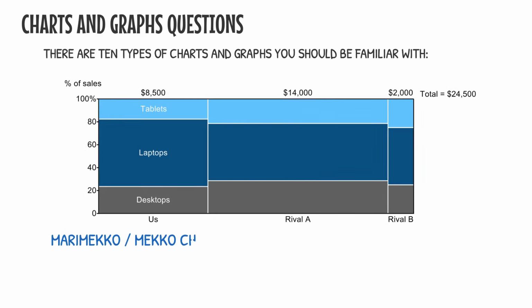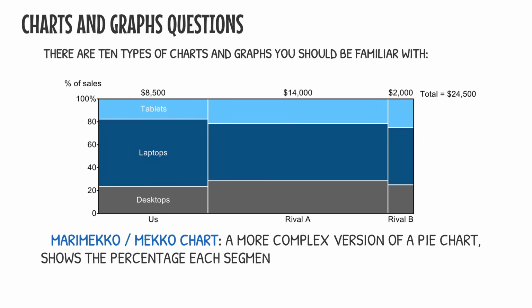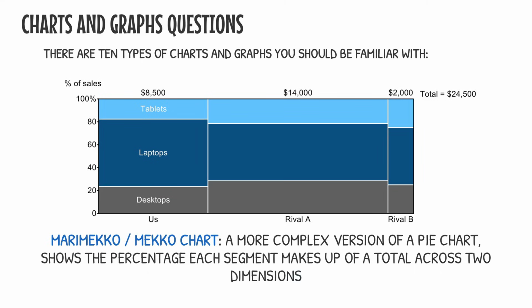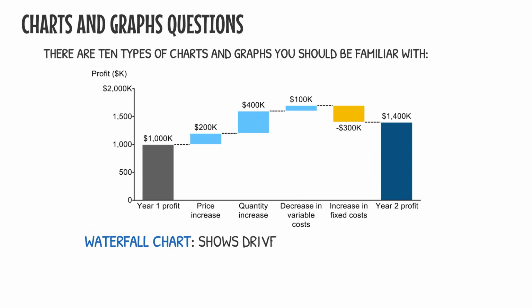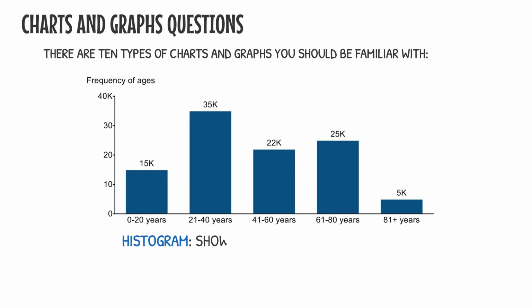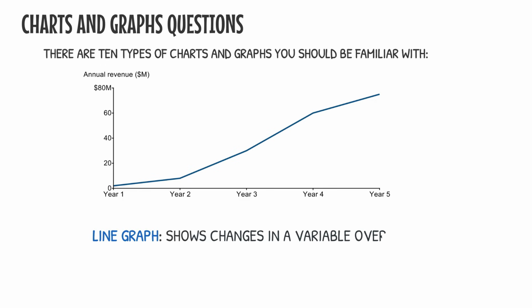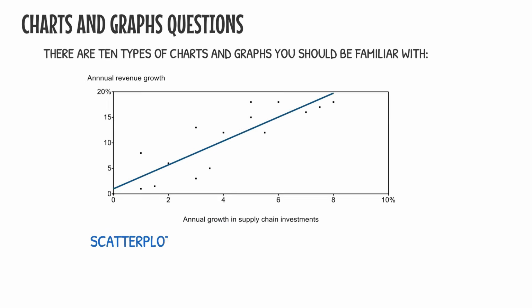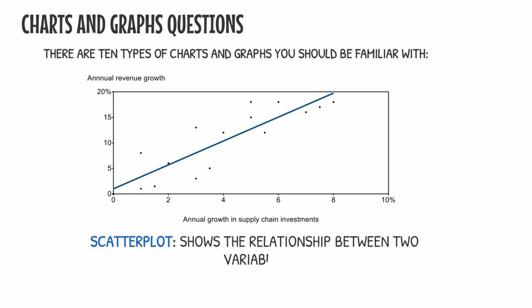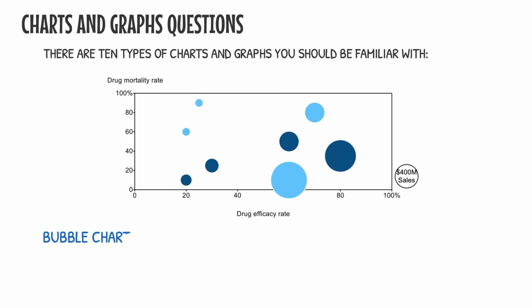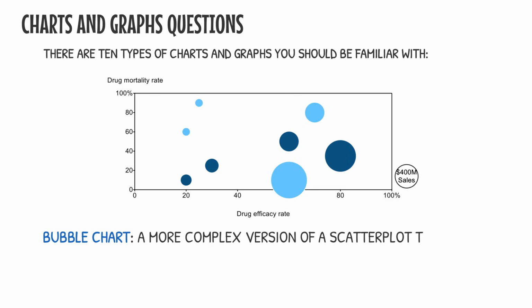A Marimekko or Mekko chart is a more complex version of a pie chart, and it shows the percentage each segment makes up of a total across 2 dimensions. Waterfall chart. This shows drivers of change between 2 comparison points. A histogram shows frequency distributions. A line graph shows changes in a variable over time. A scatter plot shows the relationship between 2 variables. And finally, a bubble chart is a more complex version of a scatter plot that shows the relationship among many variables.